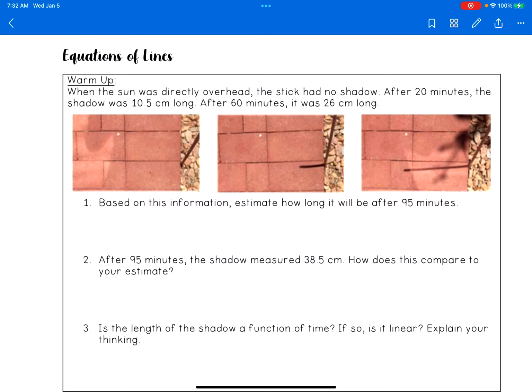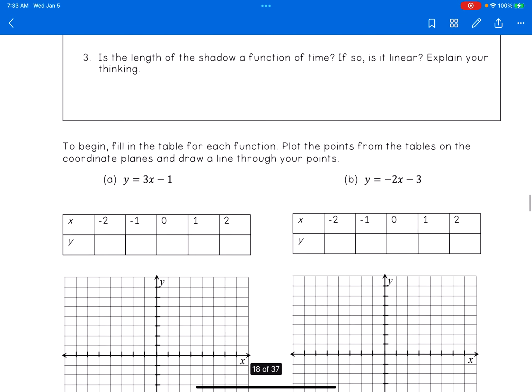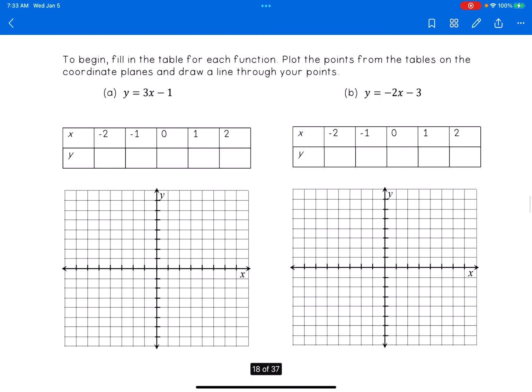Hi everyone, today we're going to be taking notes on our next section in our linear functions packet, which is equations of lines. So after you do the warm-up, what we're going to do is actually start graphing lines from equations. So to begin, fill in the table for each function, plot the points from the tables on the coordinate planes, and draw a line through your points.